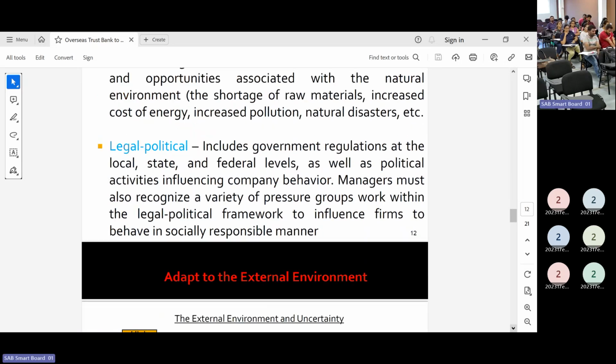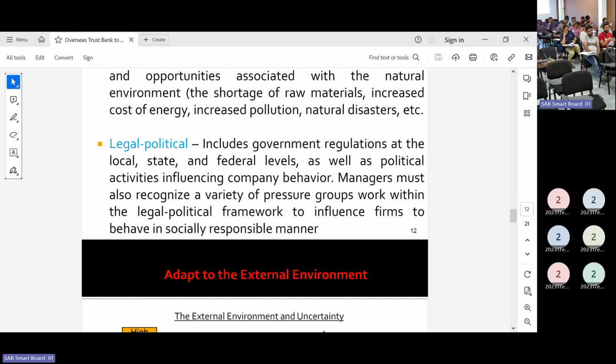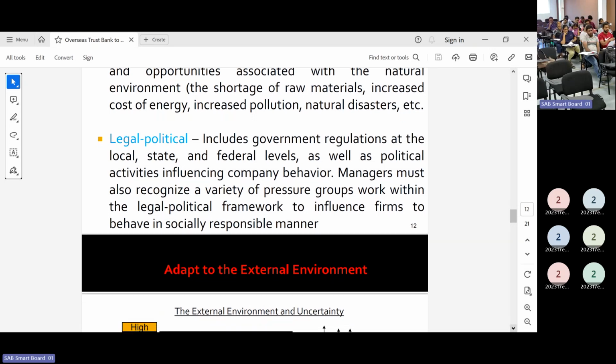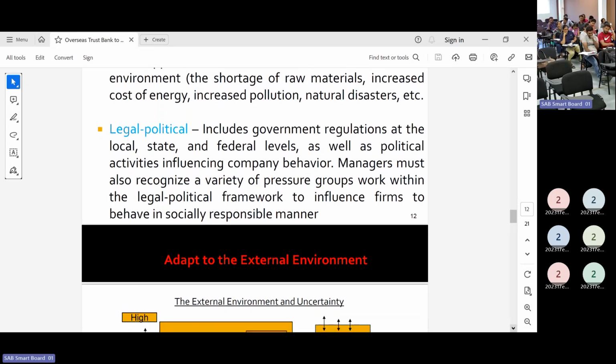Right, next one is the last learning outcome, to know how to adapt to the external environment, those elements or factors. Then we can use two diagrams to understand that. This is the first diagram coming.